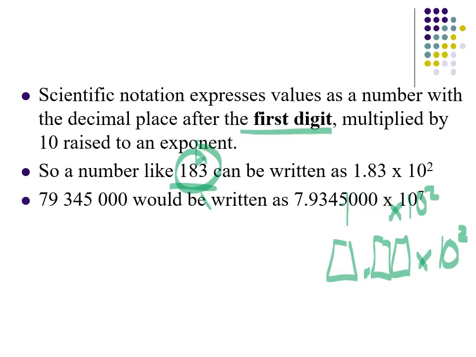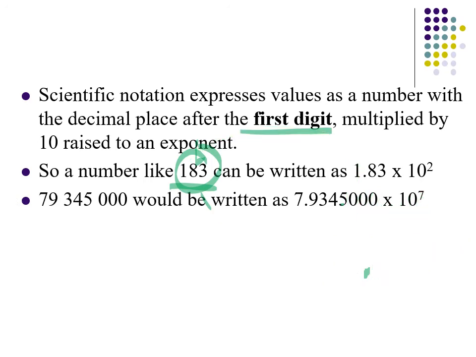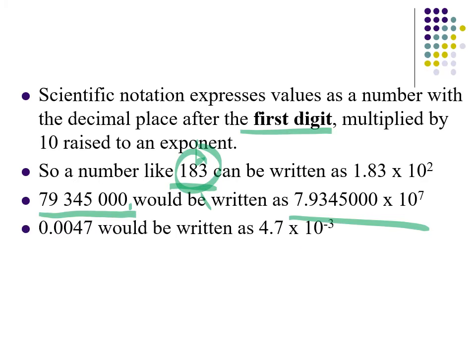If we had this large number here, and again, this is an example of seeing a lot of precision here, assuming this is chemistry, and again, you could put a decimal there to be sure that these digits are all significant, but this would be 7.9345000 times 10 to the 7.